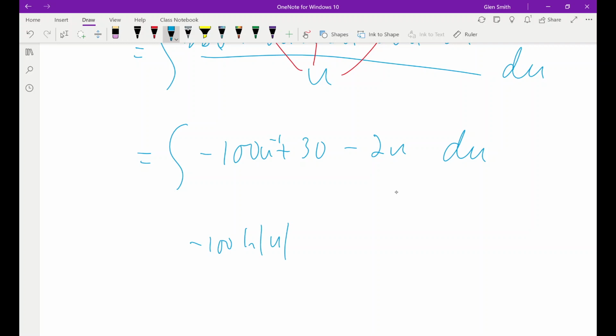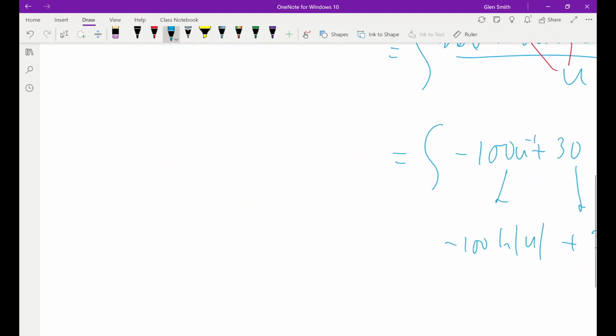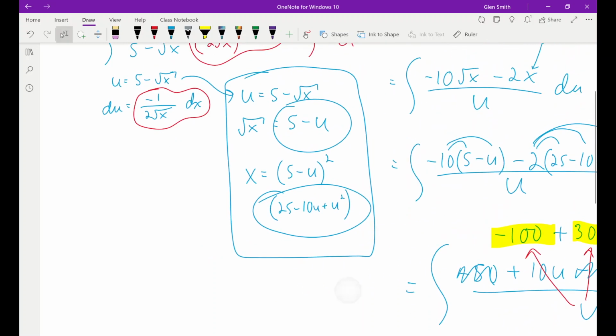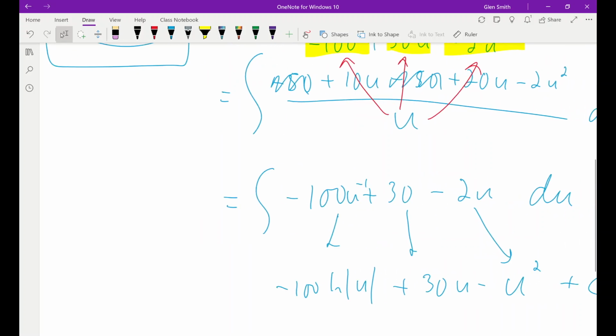All right, so anyway, when you actually get to integrate this now, it just becomes negative 100 ln of u plus 30u minus u squared plus c. And that's just, again, integral this, integral this, integral this. And because u was something, what did we say it was? 5 minus root x or something? U was 5 minus root x. We're just going to plug that in.